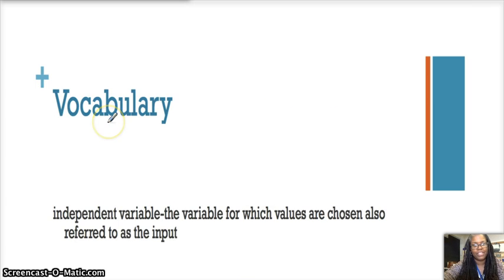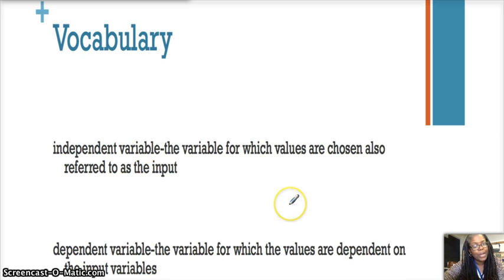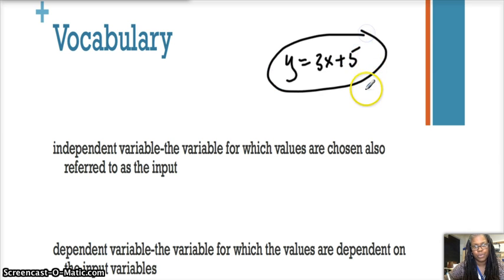So the vocabulary that we have today, we're going to start off with the word independent variable, and it's considered the variable for which values are chosen, and it's referred to as the input. What does this mean? So if I told you that y is equal to 3x plus 5, what this equation refers to is I started off with $5, right? This is how much money I had, and then every week my mom would give me $3. This equation would represent that situation. This would be the number of weeks, and this would be the total amount of money that I had.